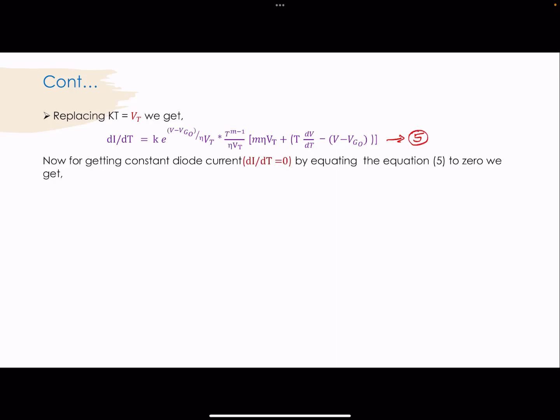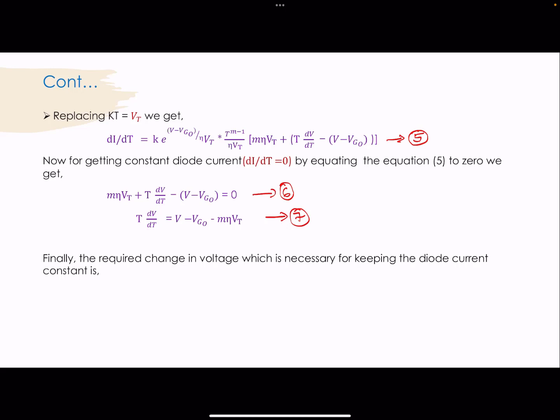Now for getting constant diode current, dI by dt equal to 0, by equating equation 5 to 0, we get m eta Vt plus T into dV by dt minus V minus Vg0 is equal to 0. Let it be equation 6. From this, T dV by dt is equal to V minus Vg0 minus m eta Vt. Let it be equation 7.